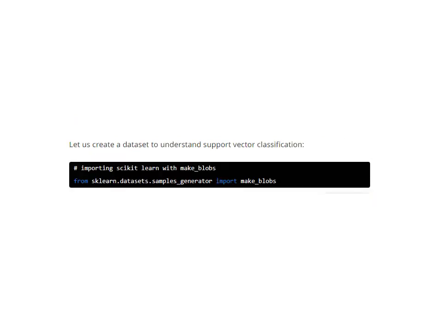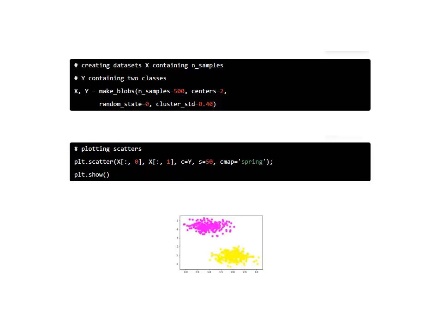Let's create a dataset to understand support vector classification. We use the make_blobs function from scikit-learn. The make_blobs function can be used to generate blobs of points with a Gaussian distribution. The make_blobs function also lets you control how many blobs to generate and the number of samples to generate, as well as a host of other properties.